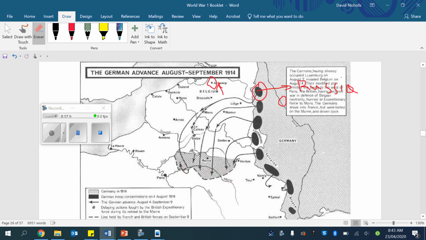Now, let me erase that for you. Okay. Now, one last thing. The French have pulled all their forces all the way back here. They've also pulled forces from down here all the way around, and they've made a new army in Paris called the Sixth Army.